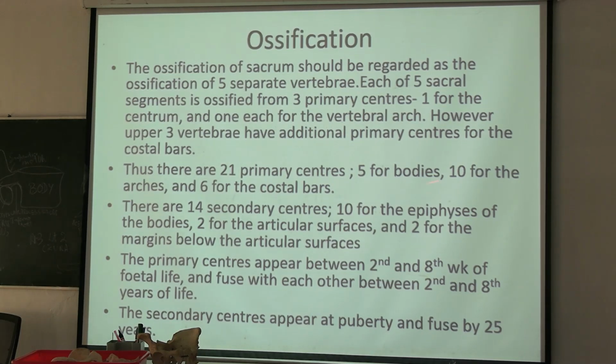Thus, there are 21 primary centers: 5 for the body, 10 for the arches, 6 for the costal buds. And there are 14 secondary centers: 10 for epiphysis of the bodies, 2 for the articular surfaces, and 2 for the margins below the articular surfaces. The primary centers appear between the 2nd and 8th week of fetal life and fuse with each other between the 2nd and 8th years of life. Secondary centers appear at puberty and fuse by 25 years.